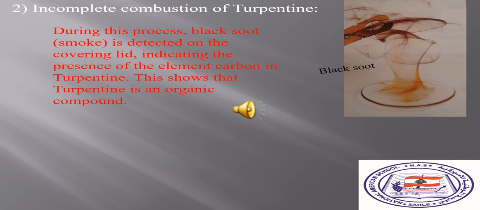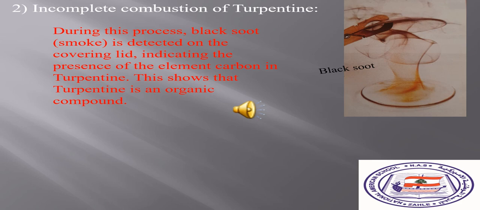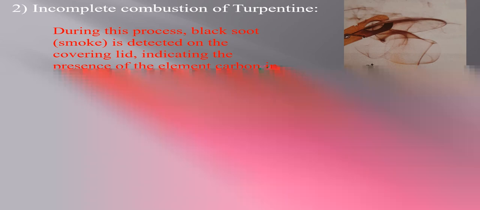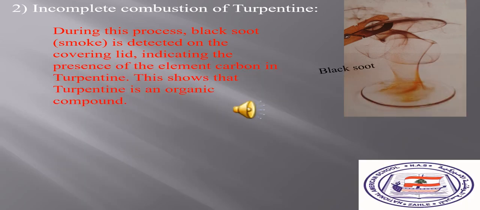Number 2, incomplete combustion of turpentine. During this process, black soot or smoke is detected on the covering lid, indicating the presence of the element carbon in turpentine. This shows that turpentine is an organic compound.